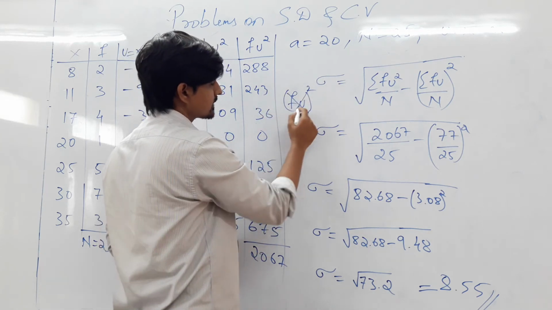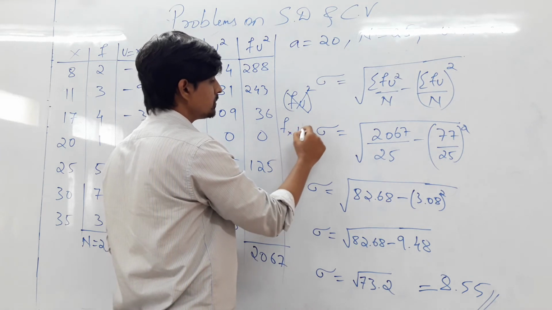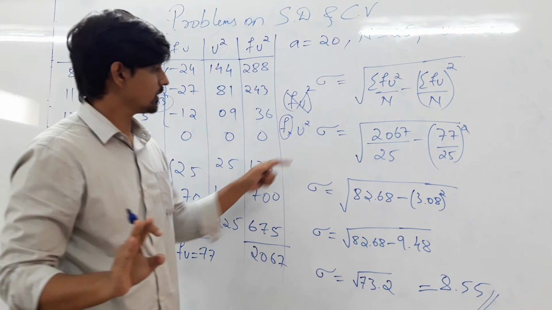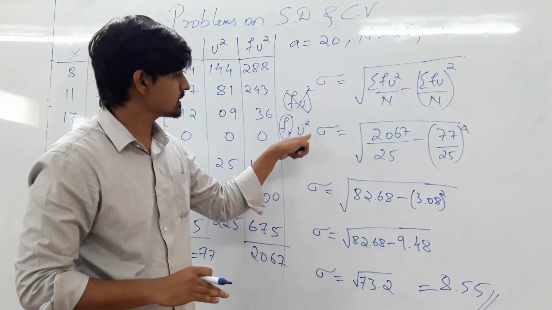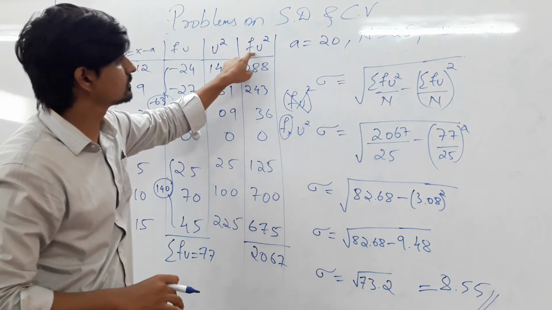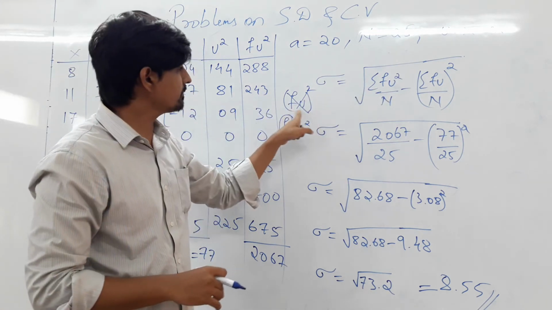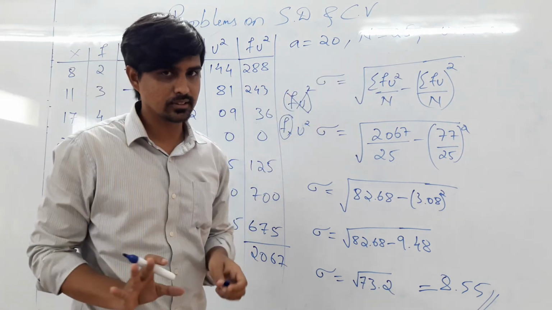Here, this is not like this, it is f into u square. F is a single entity. Don't square f, you have to square u. So it is f into u square, this column or this part here. If you write fu whole square, then you will not get the answer.